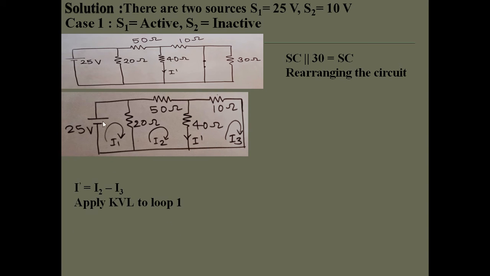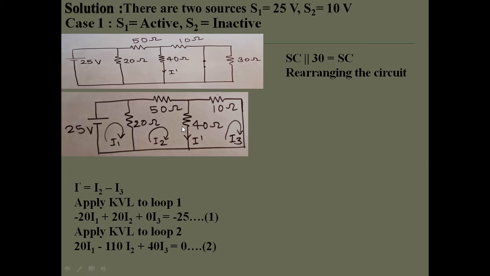So when we apply KVL to loop 1, our equation will be minus 20 I1 plus 20 I2 plus 0 I3 is equal to minus 25. When we apply KVL to loop 2, our equation will be 20 I1 minus 110 I2 plus 40 I3 is equal to 0. When we apply KVL to loop 3, our equation will be 0 I1 plus 40 I2 minus 50 I3 is equal to 0.